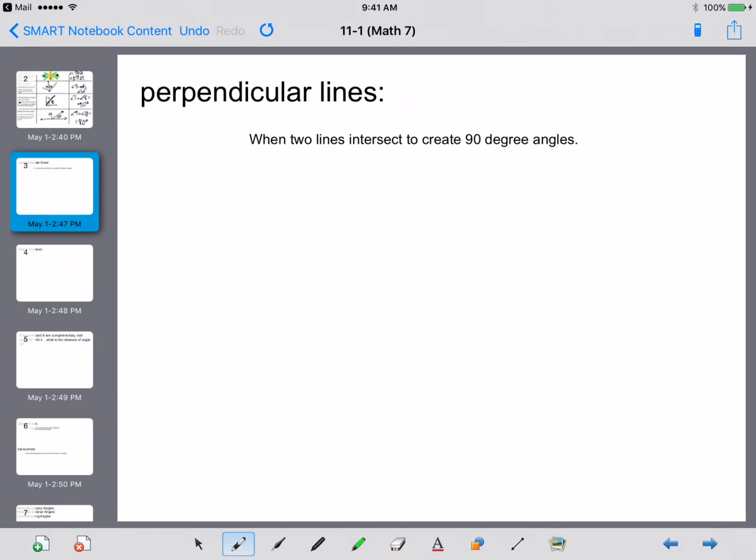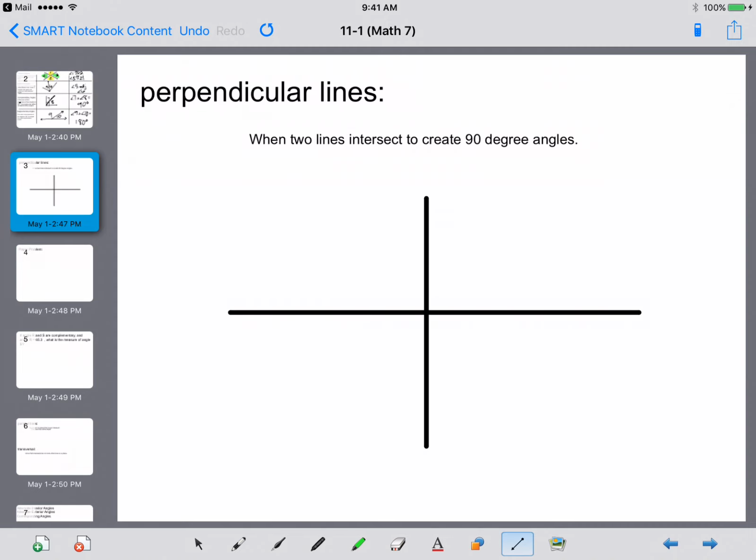Next, we have perpendicular lines, and so that's when two lines intersect to create 90 degree angles. So that's like our line here, and it crosses through perfectly. So right here is 90, right here is 90, right here is 90, and right here is 90. So every single angle between perpendicular lines is 90 degrees.